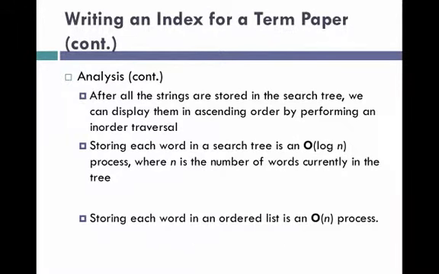Now, after all the strings are stored in the search tree, we can display them in ascending order by performing an in-order traversal. And storing each word in a search tree is a log-n operation, where n is the number of words currently in the tree. And storing each word in an ordered list is an order n operation.